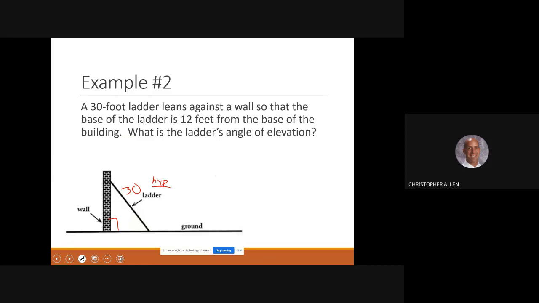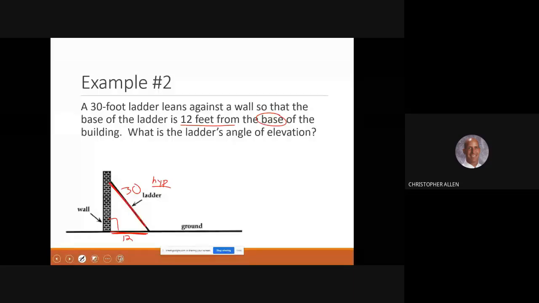And then they have also told us that the ladder is 12 feet from the base. So they're telling us that this distance here is 12. So this is 30, that's 12. Now here's the most important question. We're trying to figure out this angle right here.